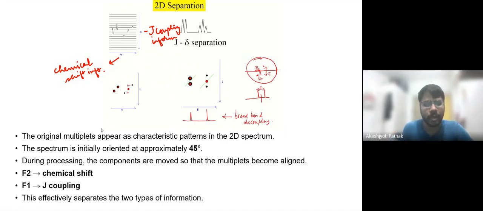So basically, what you have to remember here is that your F2 dimension is providing you the chemical shift information, and your F1 dimension is providing the J coupling information. So your 2D J coupled spectroscopy is allowing you to effectively separate the two types of information. Okay.